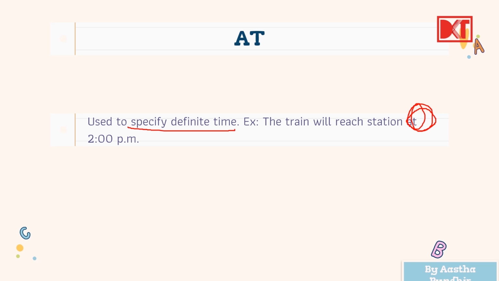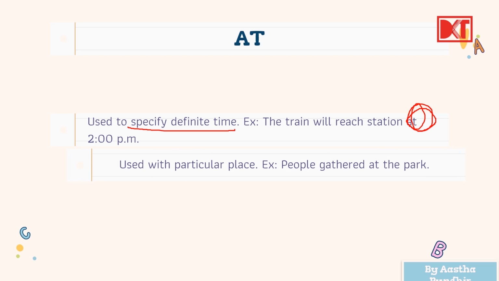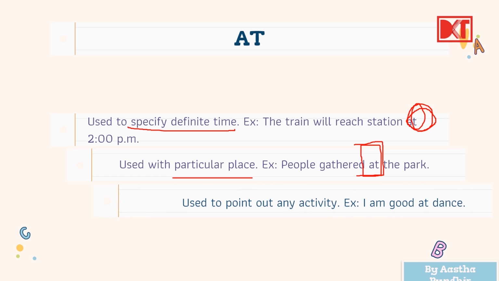फिर the next usage could be used with a particular place. Example: people gathered at the park. Particular place के बारे में बात कर रहे हैं हम, ठीक है? At the park. Here, used to point out any activity. जैसे example क्या है? I am good at dance. At.